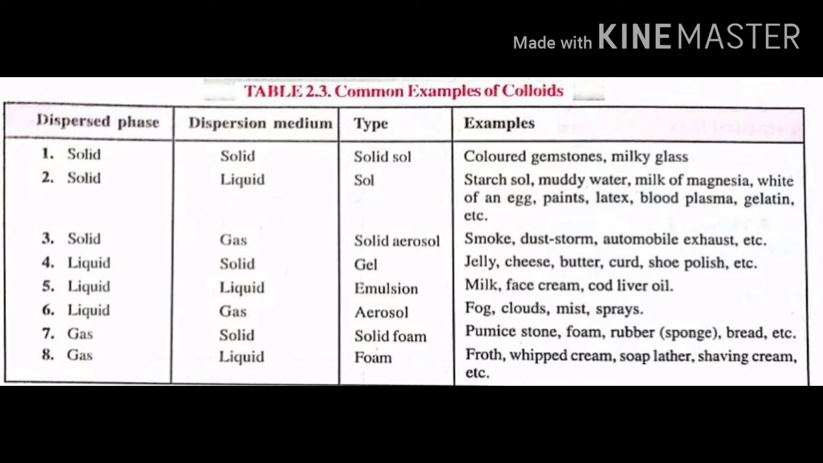Fourth one, here the 4, 5, 6 are liquid state. Dispersed phase is liquid, dispersion medium are solid, liquid and gas. So dispersed phase liquid, medium solid, the type is called gel. Examples: jelly, cheese, butter, curd, shoe polish, etc. Fifth one, phase liquid, medium liquid, the type is called emulsion. Examples: milk, face cream, cod liver oil.